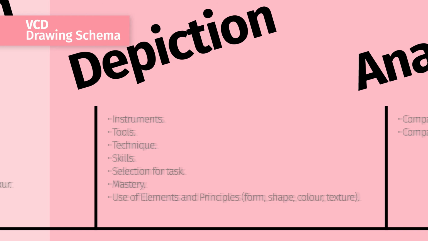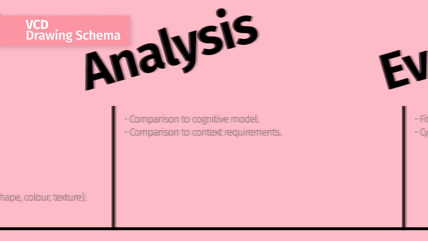Following on from depiction, we have analysis. So while drawing and at the conclusion of a drawing, students are constantly comparing their drawing to their cognitive model and comparing it to the context requirements. What that means is teaching students to be looking at their work as they're doing it, refining it as they're working, and understanding how to fit their drawing technique to the task and to the cognitive model of the object which they're drawing.